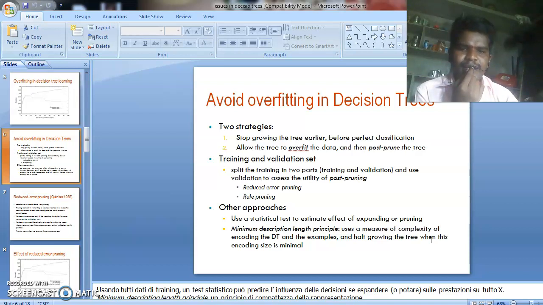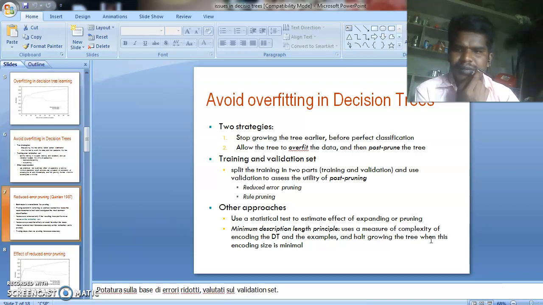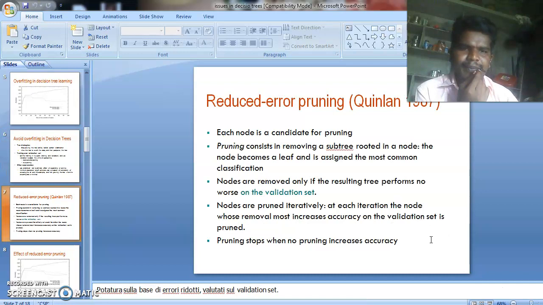Reduced error pruning and rule post pruning. The other approaches use a statistical test to estimate the effect of expanding or pruning. The minimum description length principle uses a measure of the complexity of encoding the decision tree and the examples, and halts growing the tree when the encoding size is minimal. This is the reduced error pruning.